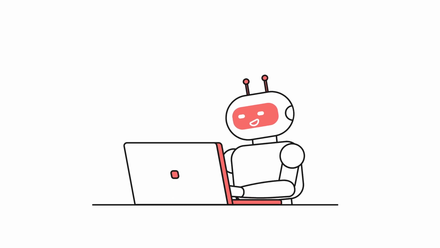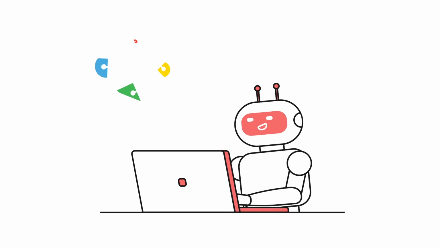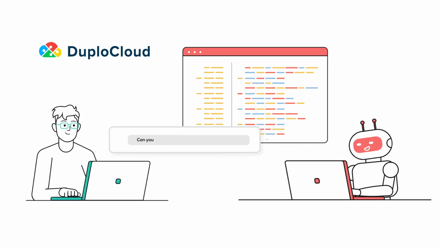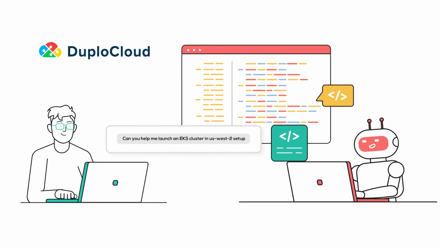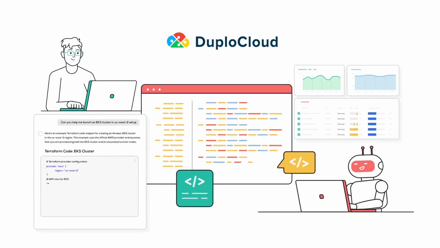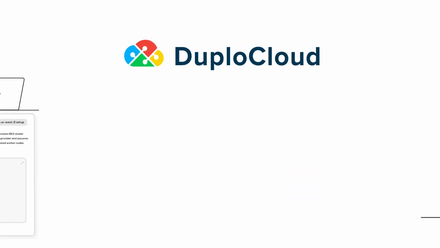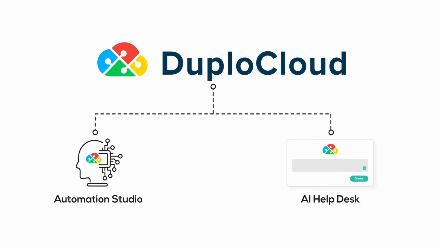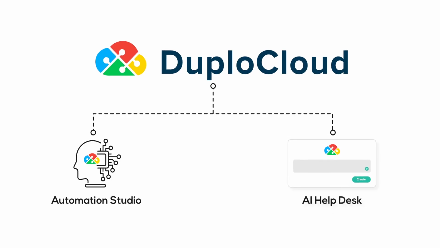In this video, we demonstrate the use of AI for DevOps workflows using the DuploCloud platform. We will see how users can provide higher-level tasks, and AI agents will accomplish them in real time. The DuploCloud platform has two modules, the Automation Studio and AI Help Desk.